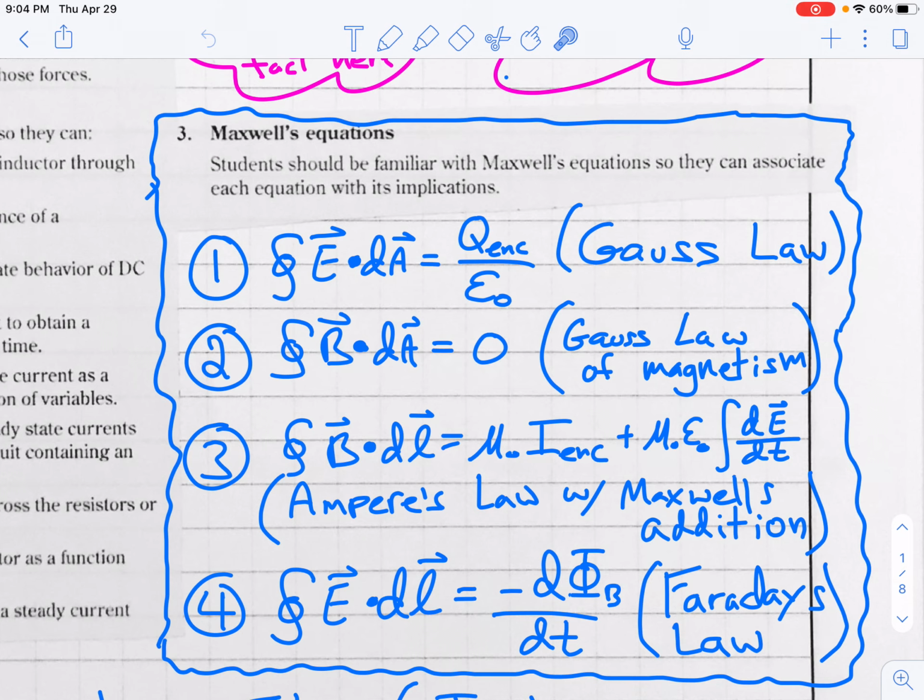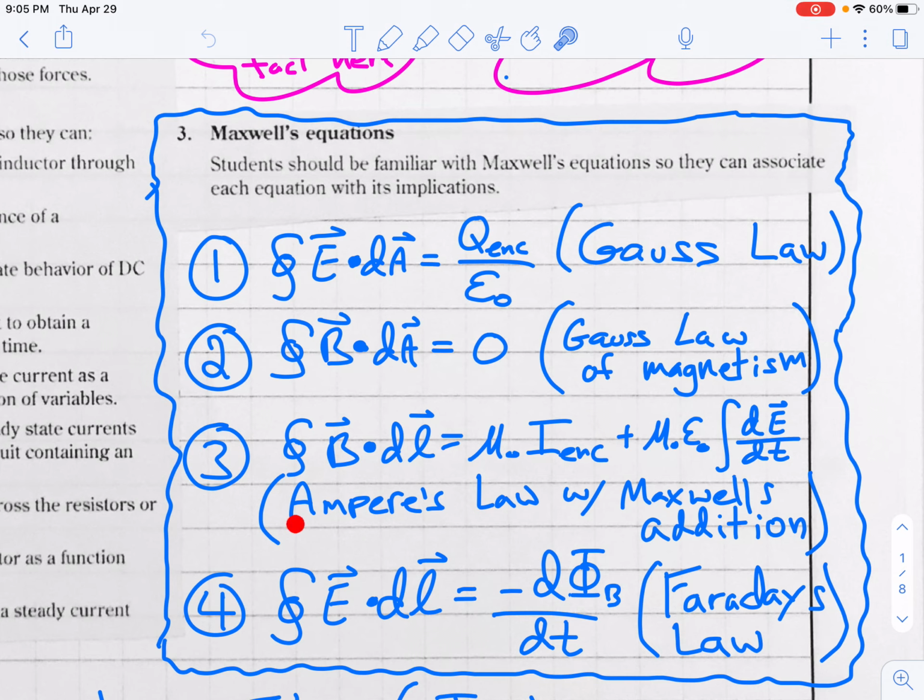The second of Maxwell's equations, again a closed surface integral: the area integral of the magnetic field will always equal zero. Just another way of saying that magnetic monopoles don't exist, and any magnetic field lines that enter a closed surface will exit. Magnetic field lines do not have a beginning or an end. They always form continuous loops, so it's impossible to have net flux through a closed surface. You can have magnetic flux through an open surface, but not a closed surface.